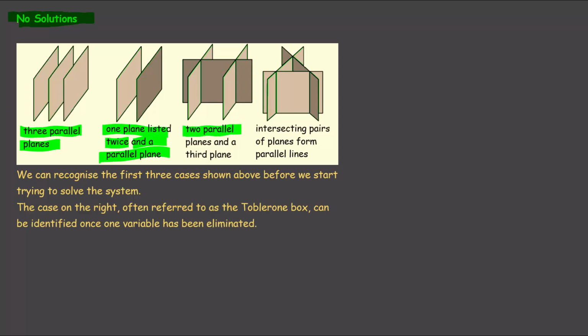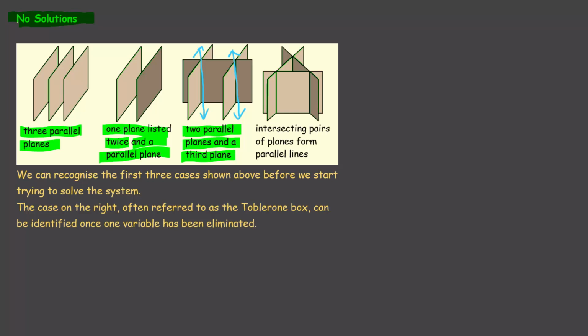You could have two parallel planes and a third plane cutting across. You do get a line between two of the planes and a line between the other, but those lines are never going to intersect. You never get a single line of solutions.